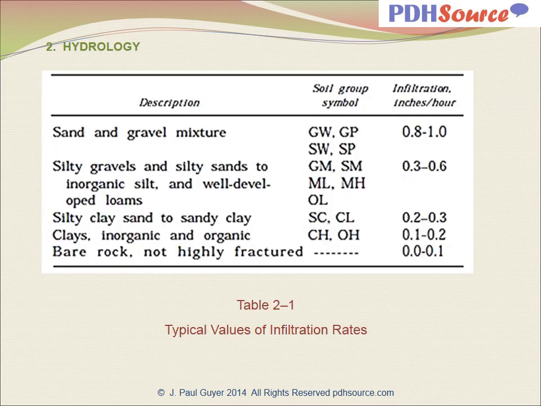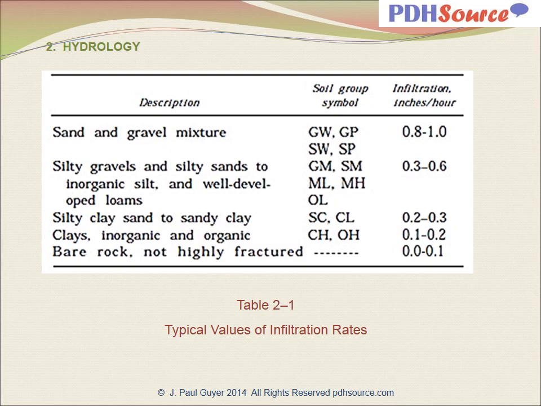Here in Table 2.1, we see the typical infiltration rates for the sand and gravel at that end of the spectrum. For the non-cohesive soils, infiltration rates are in the vicinity of 0.8 to 1 inch per hour.